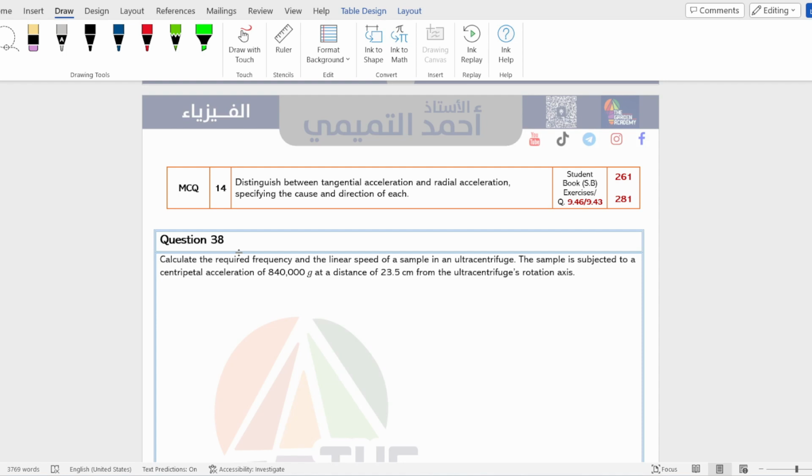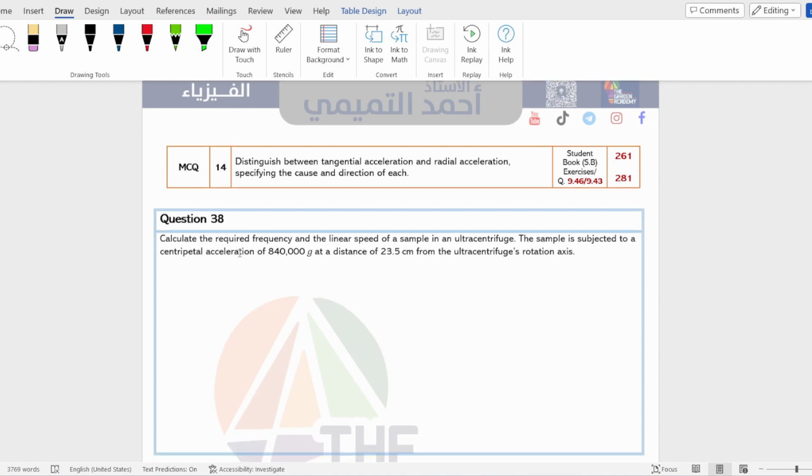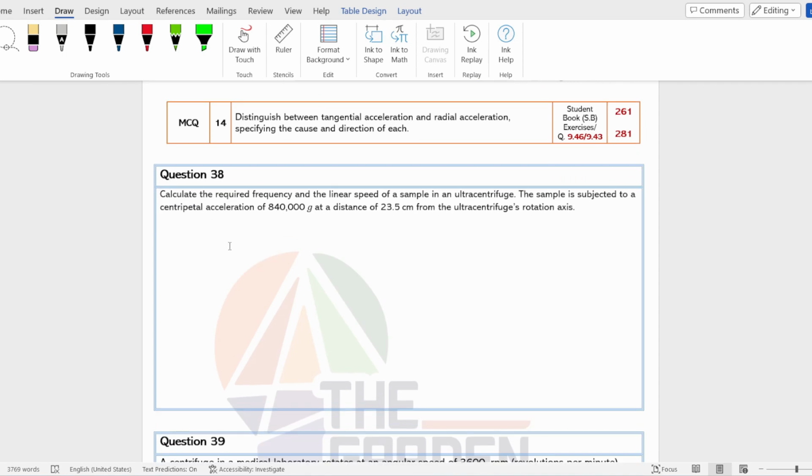Beautiful. Basically, I made this question short. This is the ultra-centrifuge question we have in the book, but the statement of the problem is very long, so I made it just short.